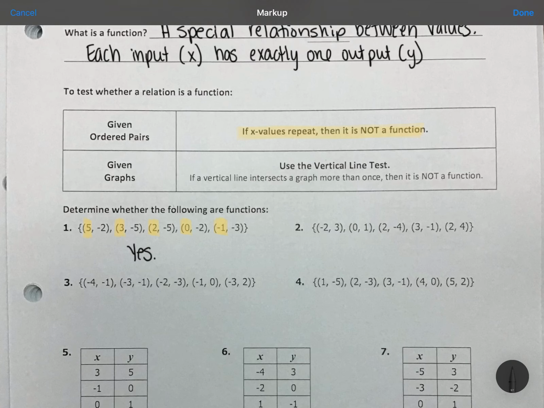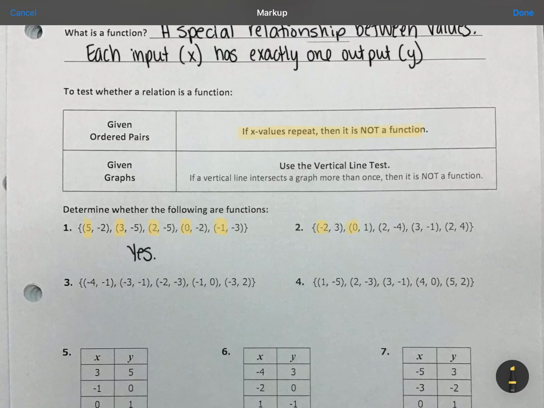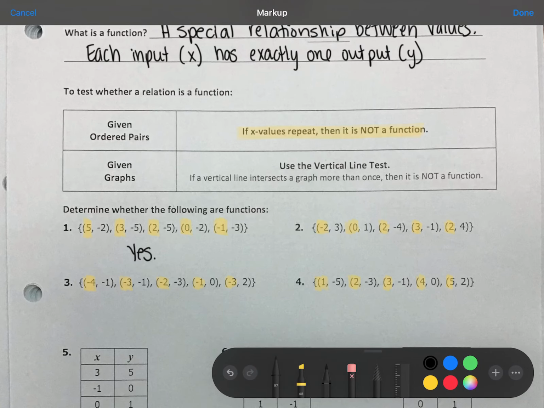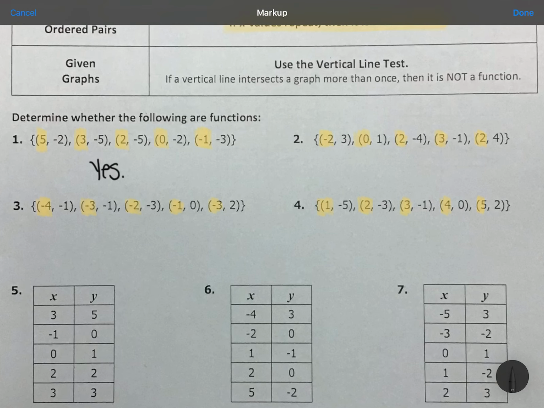Determine whether the following is a function. Number 1 is yes, it is a function. And again, I can do that for number 2, 3, and 4. Just find the x values and determine if they are functions by looking at those x values. If you want to, you can pause the video, look at those x values, and if they repeat, it's not a function. If it doesn't repeat, then it is a function.